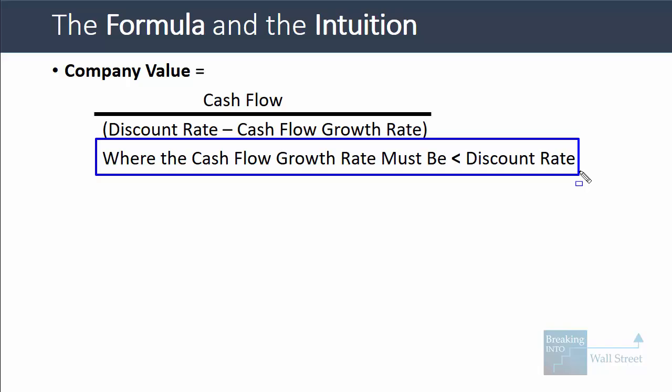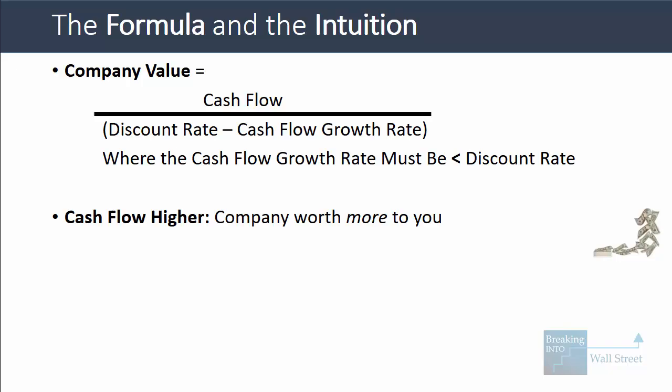If that happened, you would have to then modify the discount rate because you'd be saying that your opportunity cost is no longer 10%, but with this opportunity, you can get to 11%. So you'd have to modify the discount rate and the whole formulation wouldn't make any sense. So this is a really important constraint on this formula. If the discount rate is 10%, cash flow growth rate can't be 10%. It has to be 9% or 8% or 1% or something less than the discount rate.